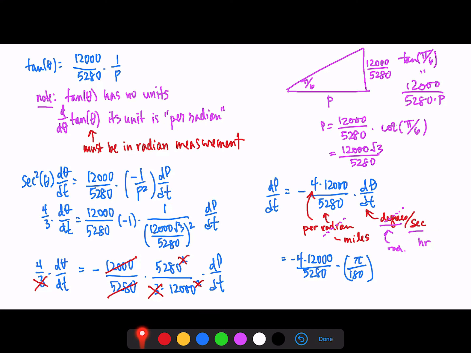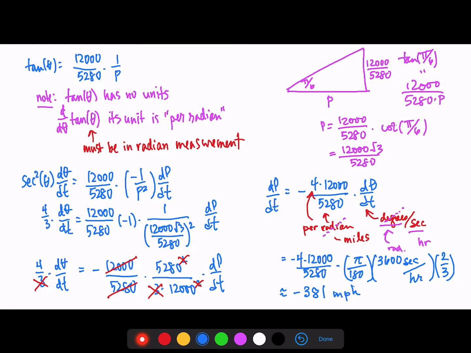Now we look at the seconds. How do we convert seconds to hours? Well, if you think about it for a moment, there are 3,600 seconds in every hour. You can compute it. Multiplying by this conversion factor, the numerator in seconds is going to cancel with the seconds that come from d theta dt. And that d theta dt, the value, is 2/3 degrees per second. If you multiply all this stuff out, you get approximately negative 381 miles per hour.